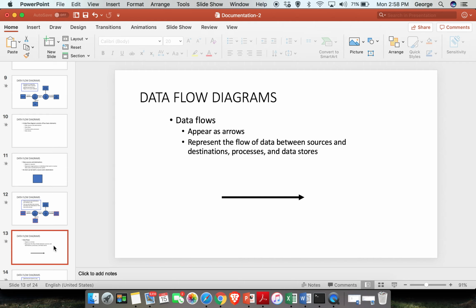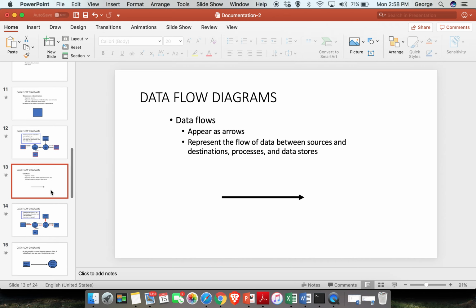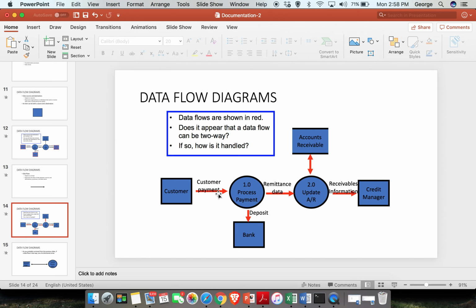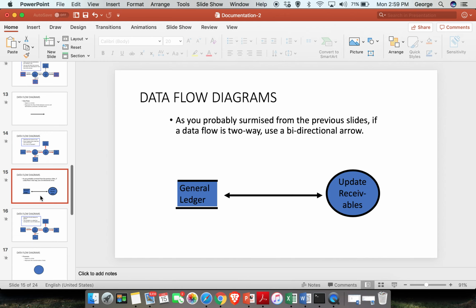Data flows appear as arrows, and that's the data flow between our sources, destinations, processes, and data stores, shown by an arrow. So I've got a customer payment, a check, right? And remittance data, which would be the turnaround document that we use to update AR, not the check. I've got receivable information. After I update AR, there might be some kind of paper, or maybe a report, that tells me how many receivables were updated today or for the week. And then I have a deposit slip that I use to deposit money, cash in the bank.